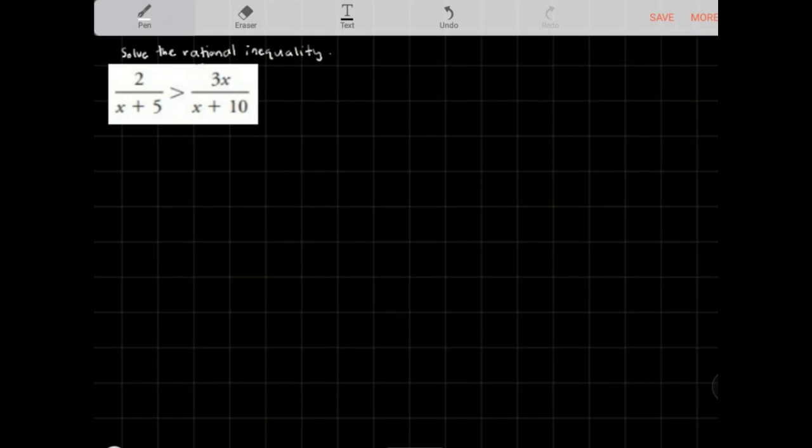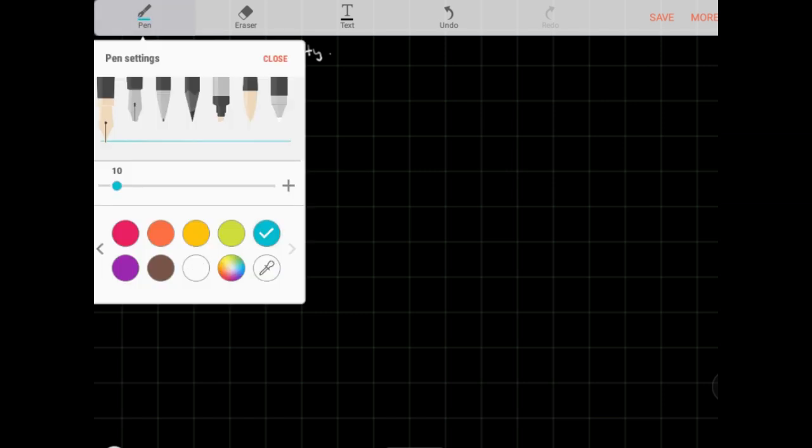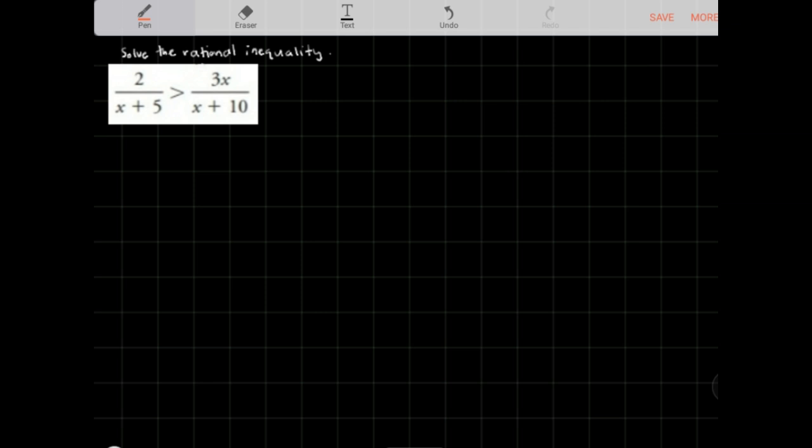Alright, let's solve the rational inequality: 2 over x plus 5 is greater than 3x over x plus 10. So I'm just going to use a different color here. To do this rational inequality, let's make one side equal to 0.